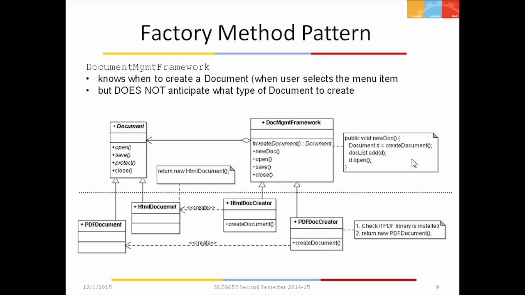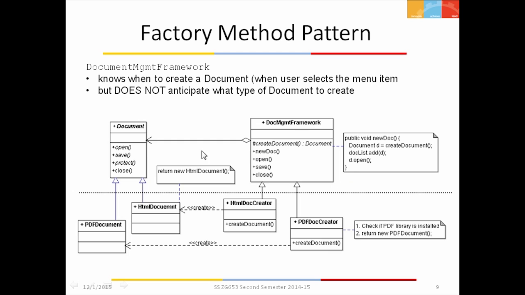So let's look at this public void new doc: document D equals create document. So this create document is nothing but this particular abstract method. Document D is create document. So look here that this particular method really does not know what this document type is. Now then in the document list this D is added, and then D is opened.